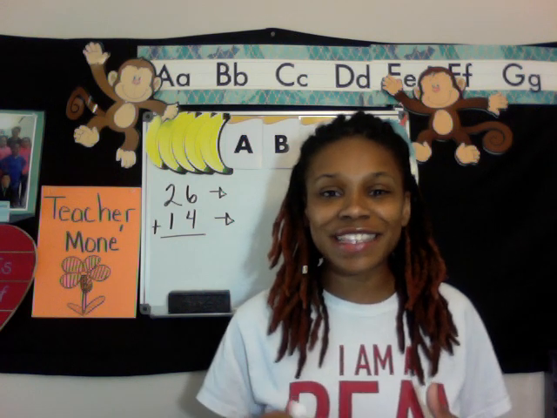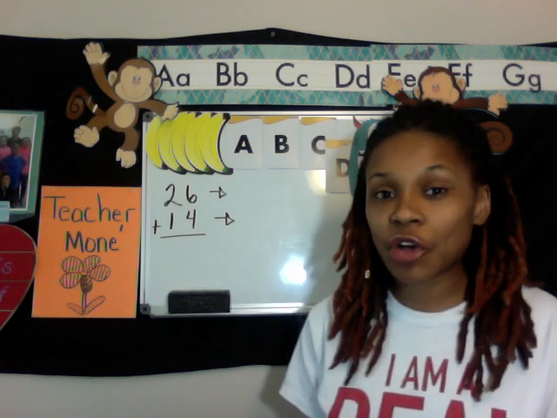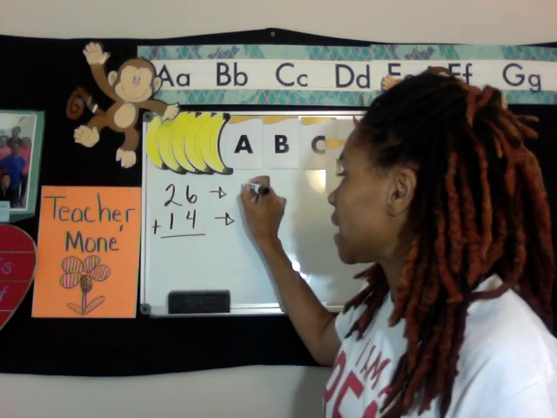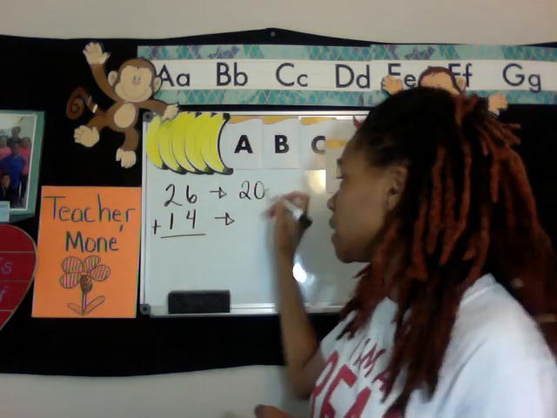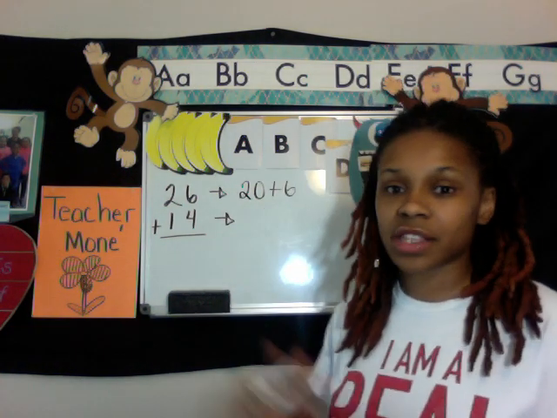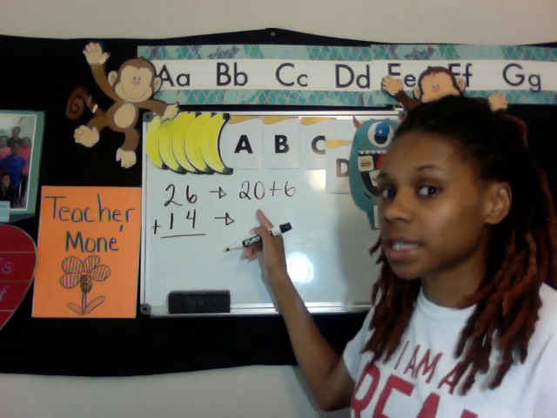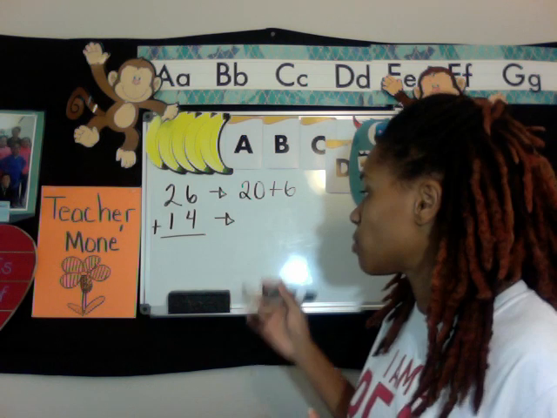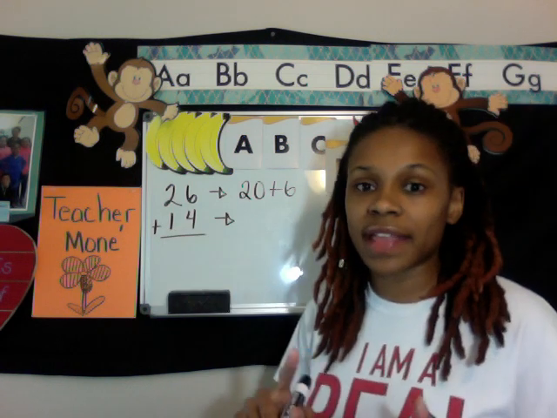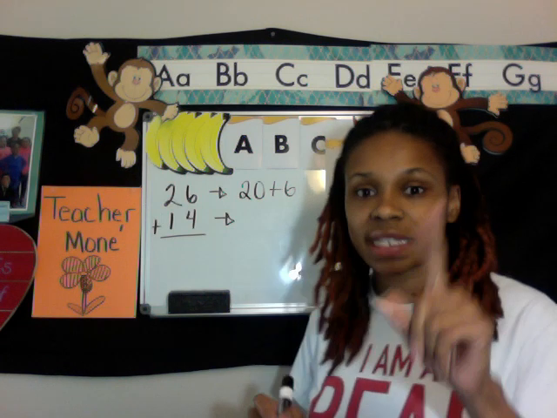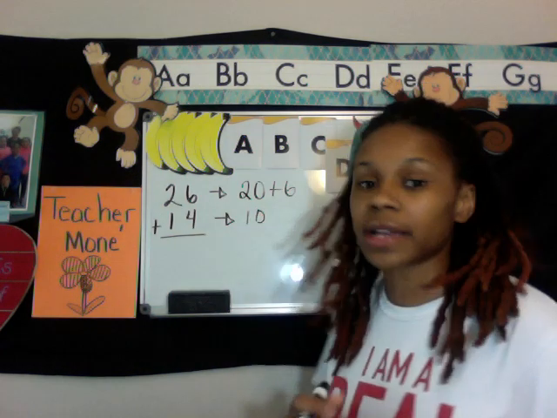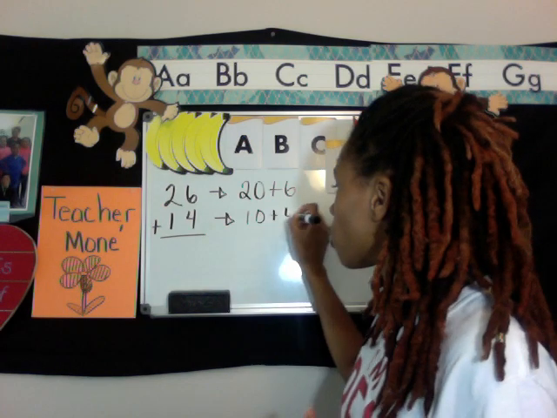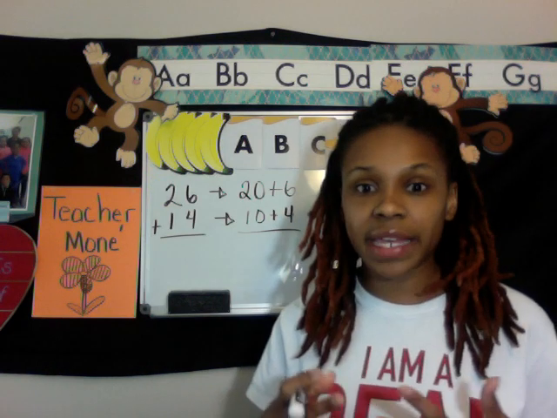The 6 means that there are 6 1s. So let's go ahead and take this 26 and expand it into 20 plus 6. So that's 2 10s, which makes 20, plus 6 1s, which is 26. We're going to do the same thing with the number 14. So we have a 1 in the tens place, which means there's only 1 10 there, so that number is 10. And we have a 4 in the ones place, which means that there are 4 1s there. So that number is 4.